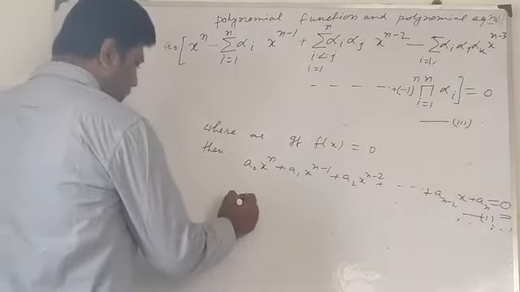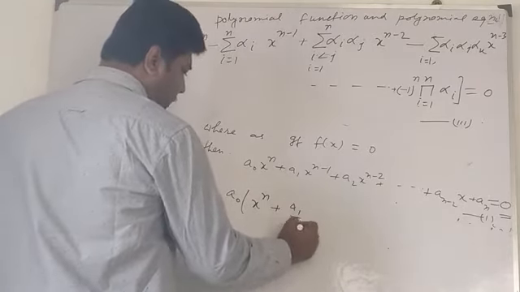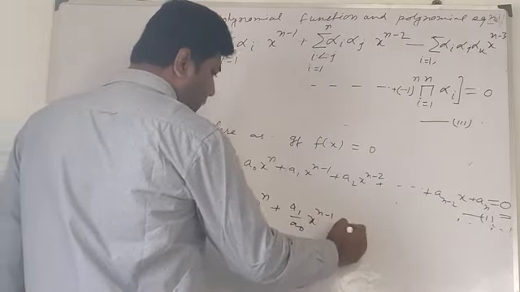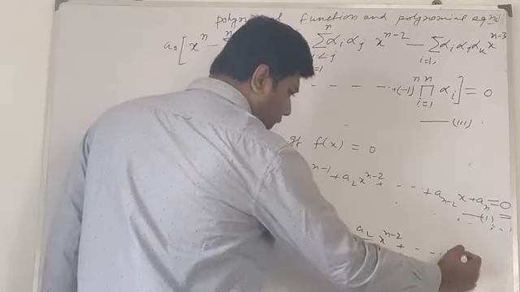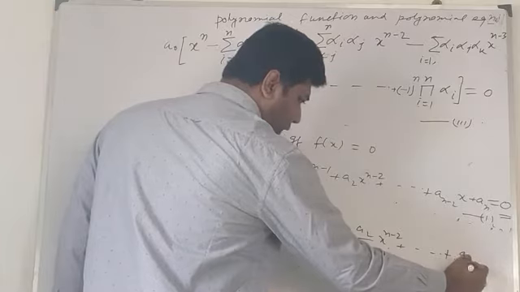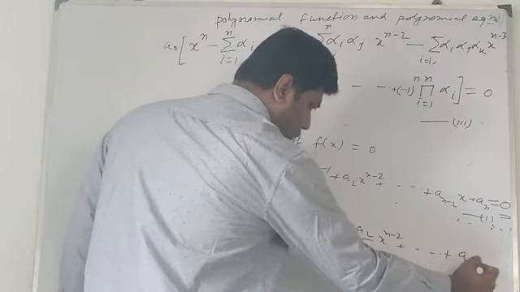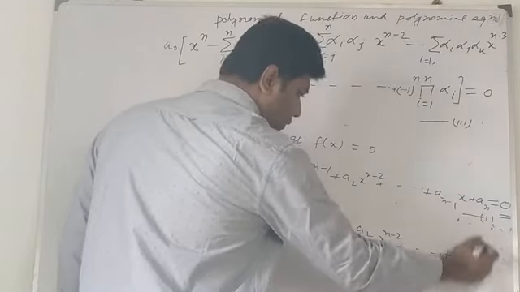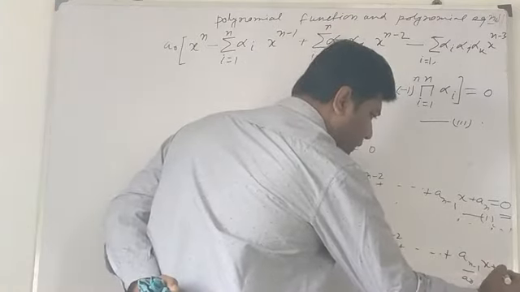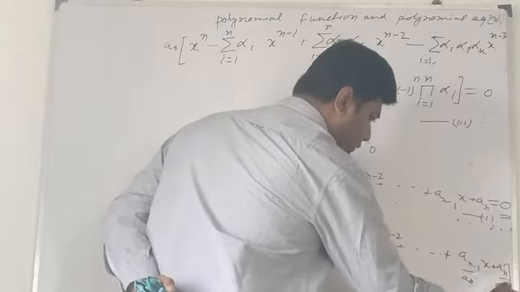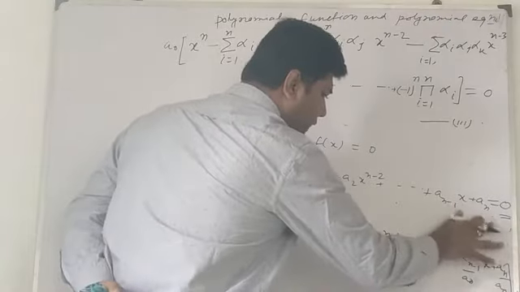And I'm taking a0 again common from here. Xn to the power n, a1 by a0, x to the power n minus 1, plus a2 by a0, x to the power n minus 2, plus dot dot dot, a n minus 1 by a0, x, and last term should be an by a0 equal to 0. Now compare. I am taking this one as one number and this one 3.